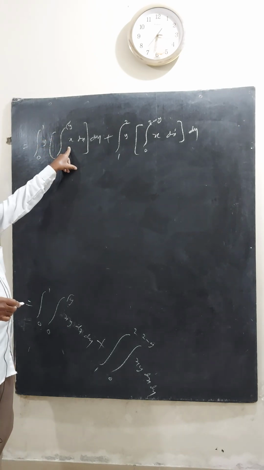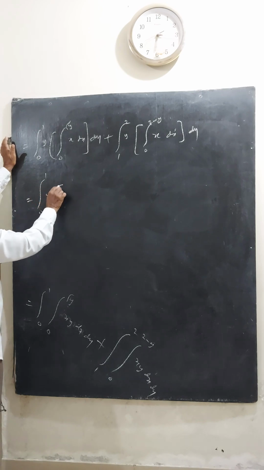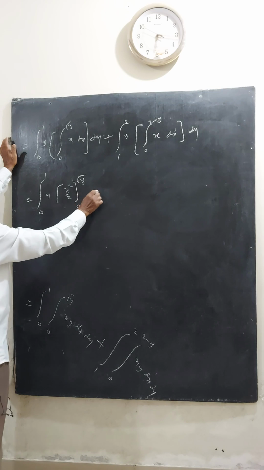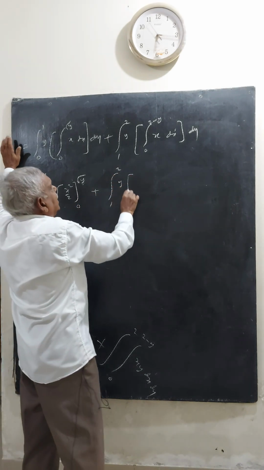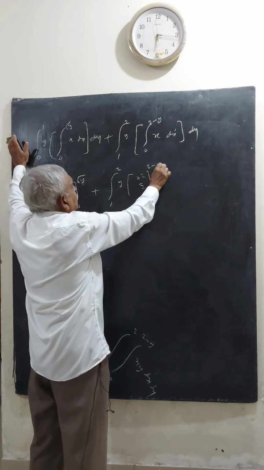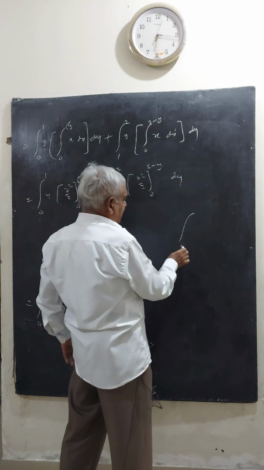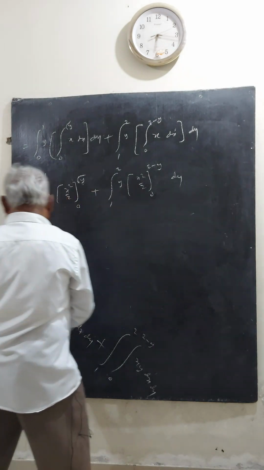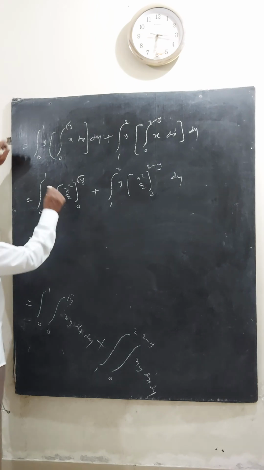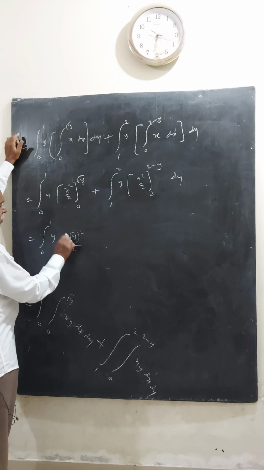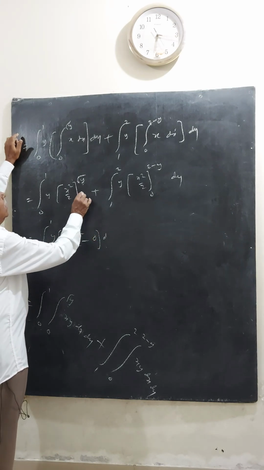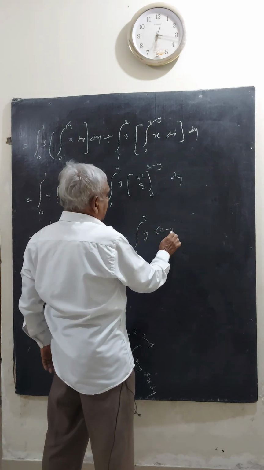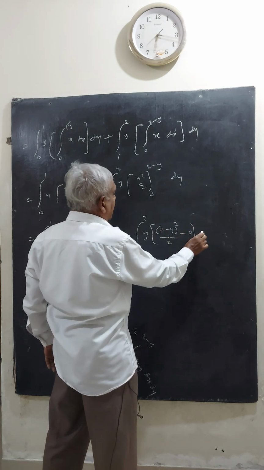Limits are on x, we have to integrate with respect to x only. 0 to 1 y, integral of x is x squared by 2, limit 0 to root y, plus 1 to 2 y, x squared by 2 with limits 0 to 2 minus y dy. Integration of x dx equal to x squared by 2, basic. Again 0 to 1 y. Apply the upper limit root y whole squared by 2 minus lower limit 0 by 2, dy, plus 1 to 2 y, upper limit 2 minus y whole squared by 2, lower limit 0, dy.